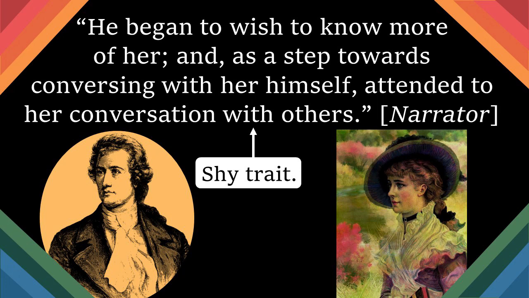Now, the next sentence in this same scene sort of shows how shy people generally try to warm themselves up to a social situation. Oftentimes, it's not by directly inserting themselves and interacting with people, but rather it's by watching from a bit of a distance, sort of assessing the situation, getting to know people without first having to interact. So that's actually how Mr. Darcy acquaints himself with Elizabeth. The passage says, "He began to wish to know more of Elizabeth, and as a step toward conversing with her himself, attended to her conversation with others."